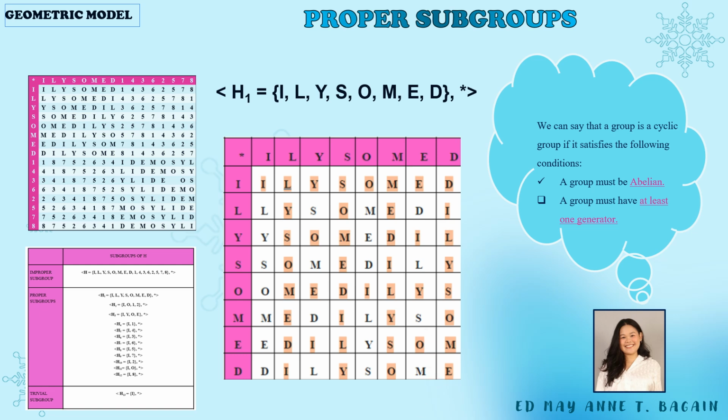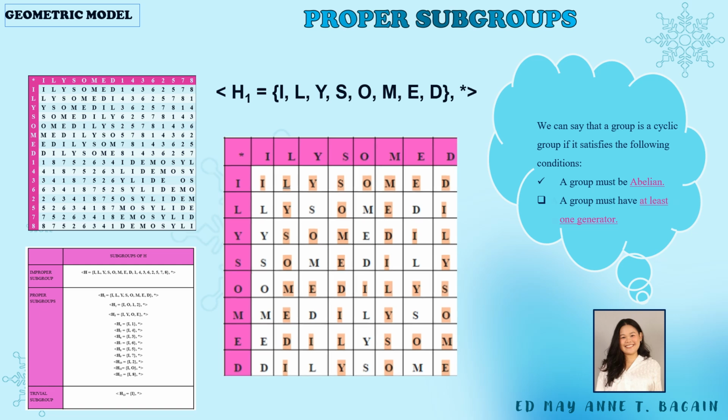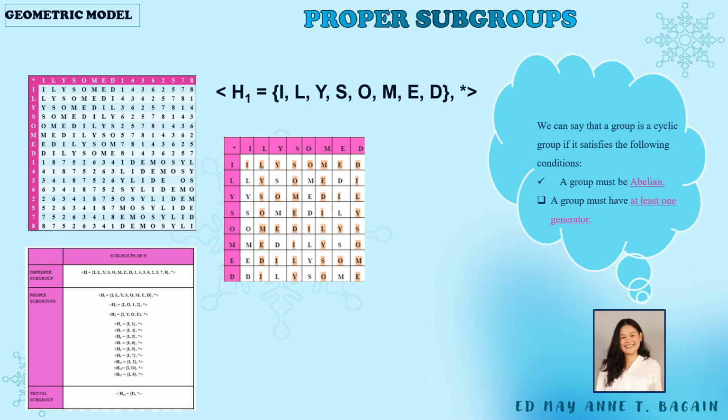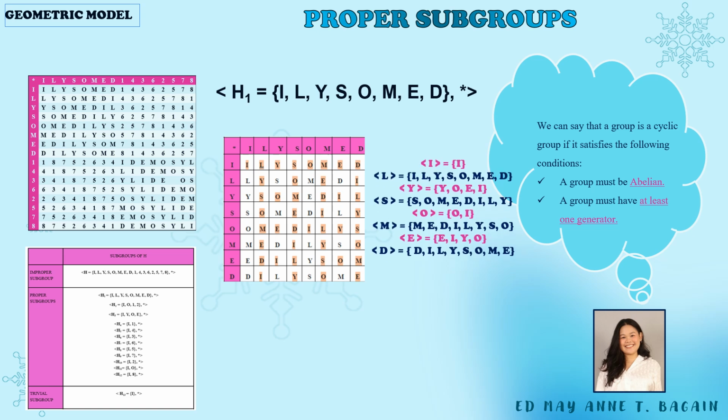We have here one, two, three, and four. So we have four generators, which means this proper subgroup H sub 1, as we can see, must be abelian, and it is abelian. And as we can see, we have here the L, S, M, D, which are all of these in black.